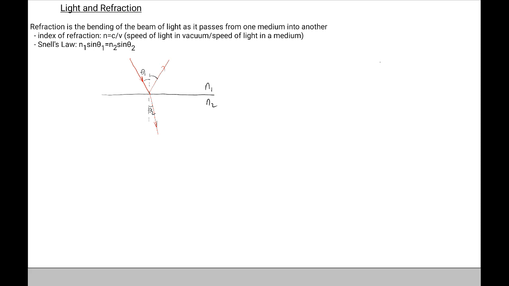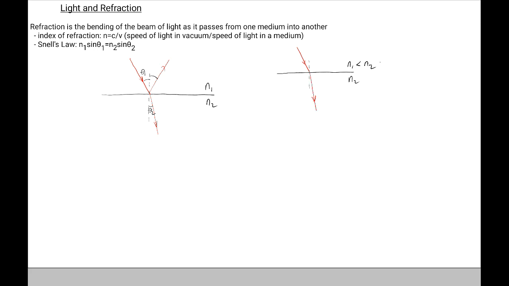Now, there are two situations. One in which n1 is greater than n2, and one where n1 is less than n2. So let's draw these things out. So let's have n1 less than n2, and this is n2. That's actually the situation we had before, where I'm only going to draw the refraction. So here is a perpendicular. I won't draw the reflected beam.